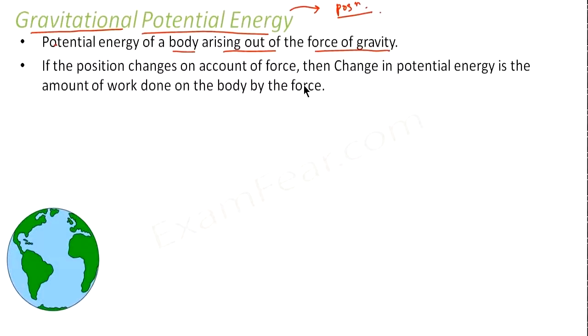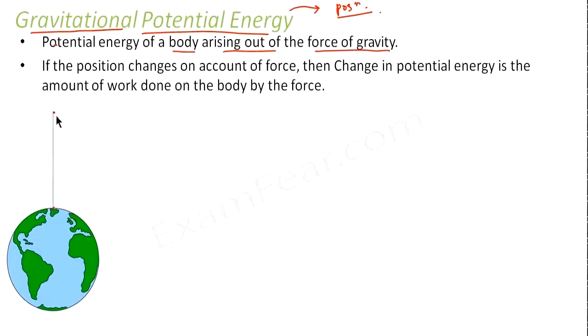Or we can understand it like this. Let us suppose this is our Earth. Let us suppose we have some object M which was initially at this position, that means initially on the surface of the Earth. Later it was taken to some point, say P.